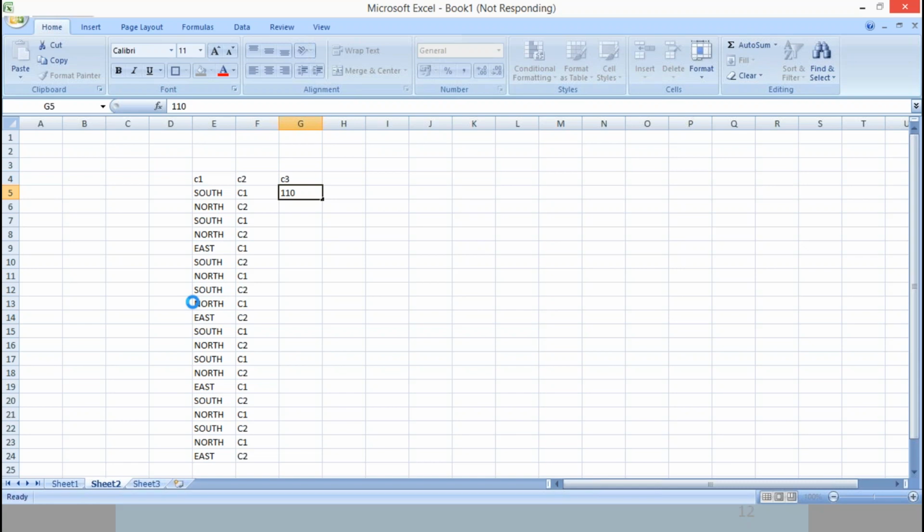Imagine I've got 10 million records and I've got a column called region, with south, north, east and west as the 4 possible values.